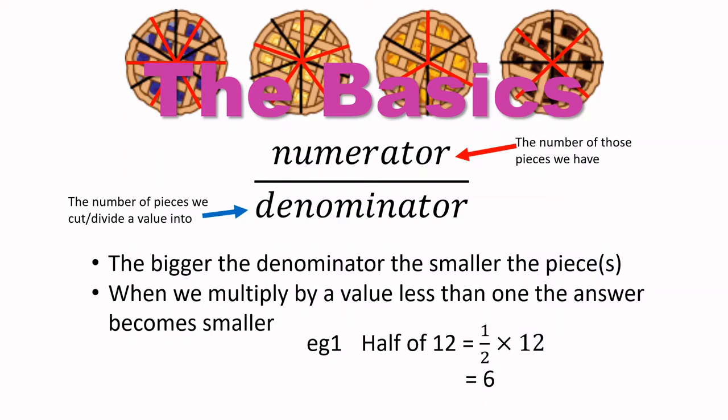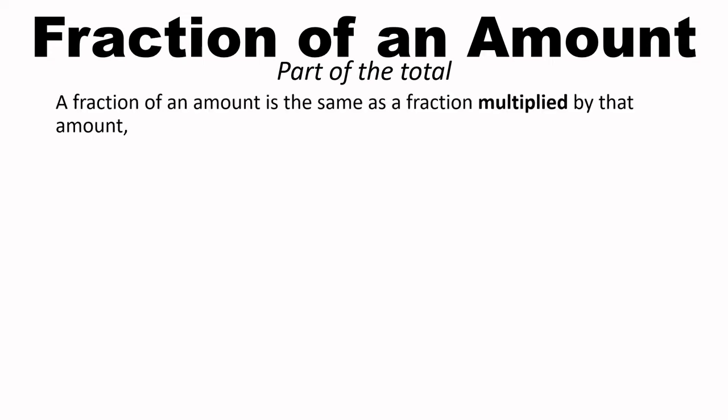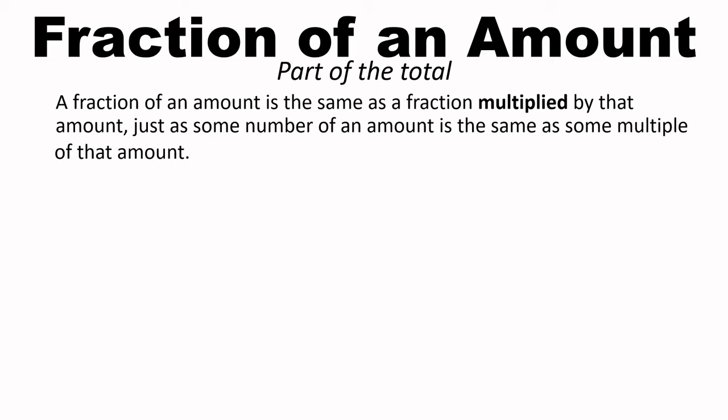So while we multiplied 12 by some value, since that value was a number less than 1, the answer is smaller than the number we started with. Let me take this one step further to make sure I'm being clear. A fraction of an amount is some part of the total. And mathematically speaking, when we work out a fraction of an amount, it's the same thing as working out some fraction multiplied by that amount. This is exactly the same theory behind finding some number of an amount as being that multiple of the amount.